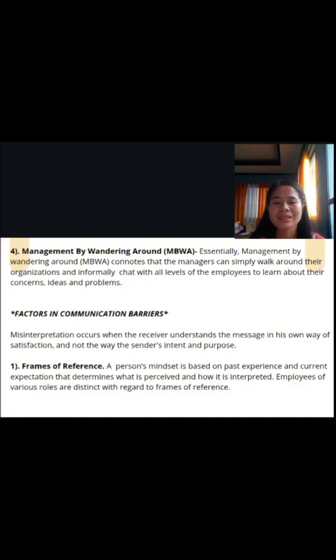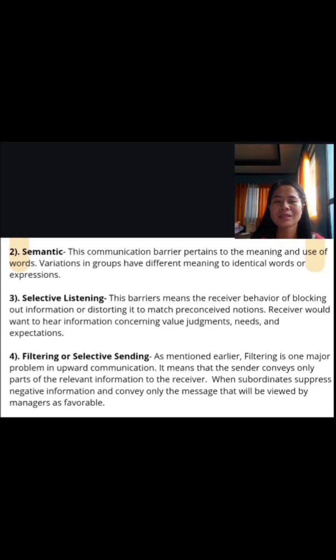A person's mindset is based on past experience and current expectation that determines what is perceived and how it is interpreted. Employees of various roles are distinct with regard to frames of reference. Second is semantic. This communication barrier pertains to the meaning and use of the words. Variations in groups have different meaning to identical words or expression.